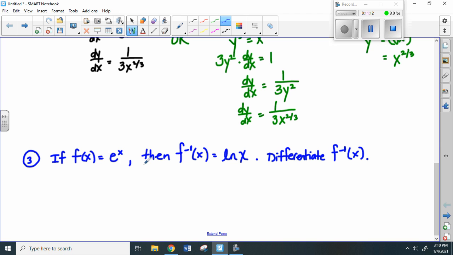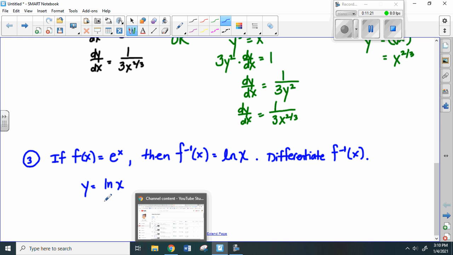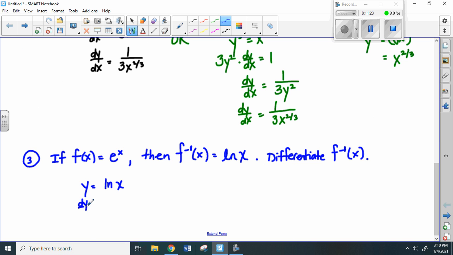Okay, and again, we're going to do it two ways. I'm going to start by writing it as a y equals problem, and then taking the derivative of both sides with respect to x, and that one's done. Okay, that was easy. All right, but I also want to show you that it's not the only way to do it.